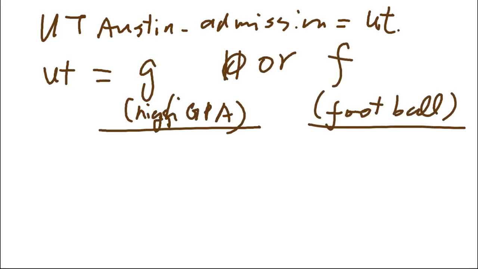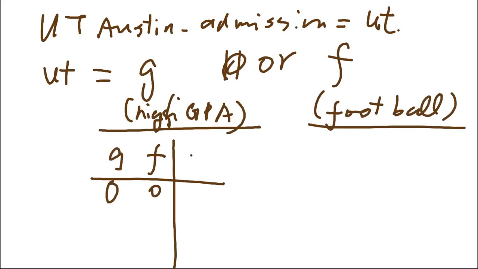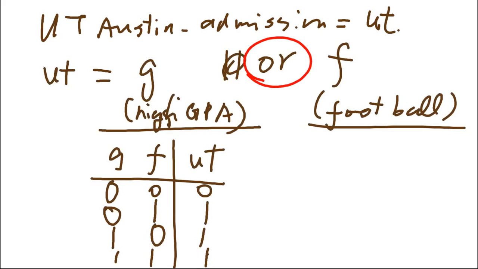Is that okay? So for your UT right now, you have a high GPA and football. If you have neither, UT will not accept you, right? But if you have poor GPA but good football skill, you will be admitted. If you have good GPA and no football skill, you will still be accepted. If you have both good GPA and good football skill, you will be recruited. So this one we call the OR function. So see the difference between AND and OR function.